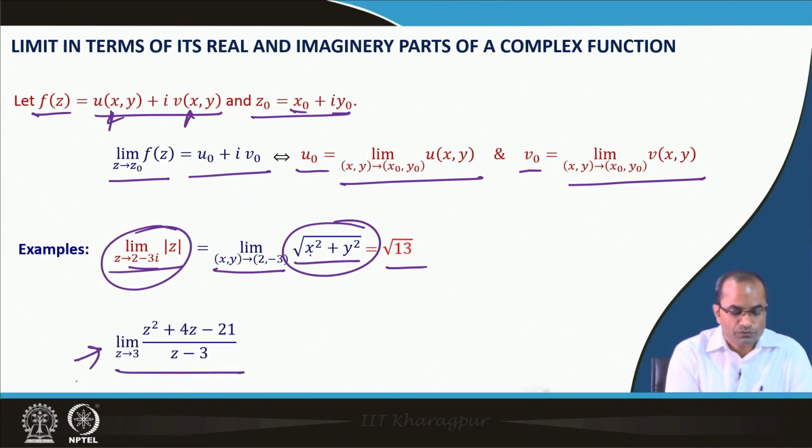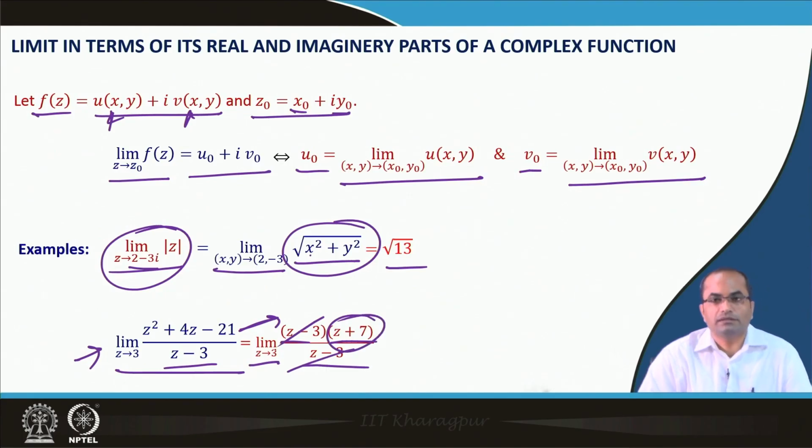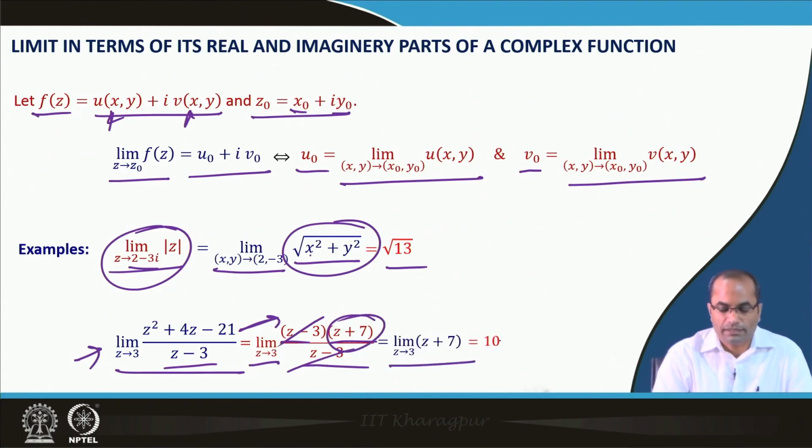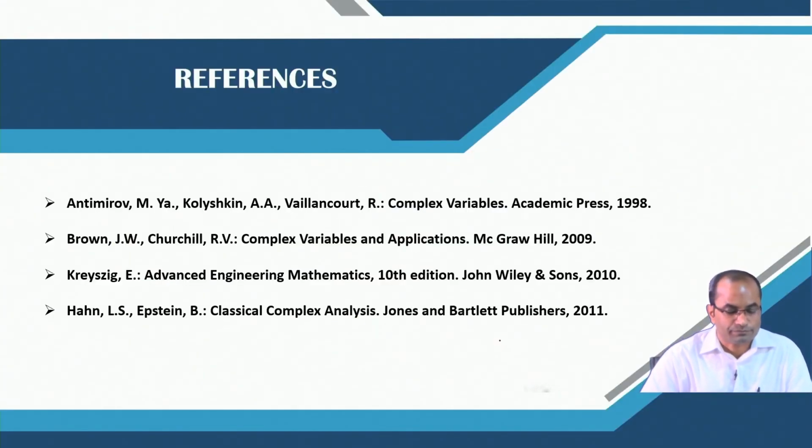Now, when z approaches 3, we want the limit of z squared plus 4z minus 21, divided by z minus 3. This is another approach we can follow. We observe that the numerator can be written as (z minus 3)(z plus 7), divided by z minus 3. So, z minus 3 gets cancelled, and when z approaches 3, z plus 7 just takes the value 10. So, the limit of this given function is 10.